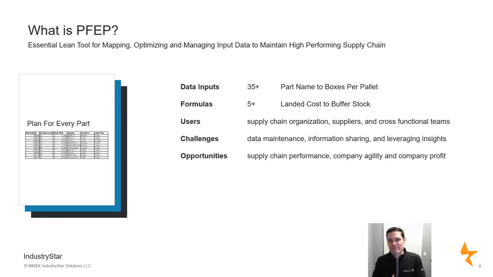The traditional definition of PFEP is roughly 35 data input columns that range from part name to boxes per pallet, and roughly 5 formulas that calculate data outputs that range from landed cost to buffer stock. Users of PFEP are supply chain professionals, leaders, suppliers, and cross-functional team members. Although the supply chain optimization opportunity at many organizations is exciting, challenges to PFEP include data maintenance, information sharing, and leveraging insights.